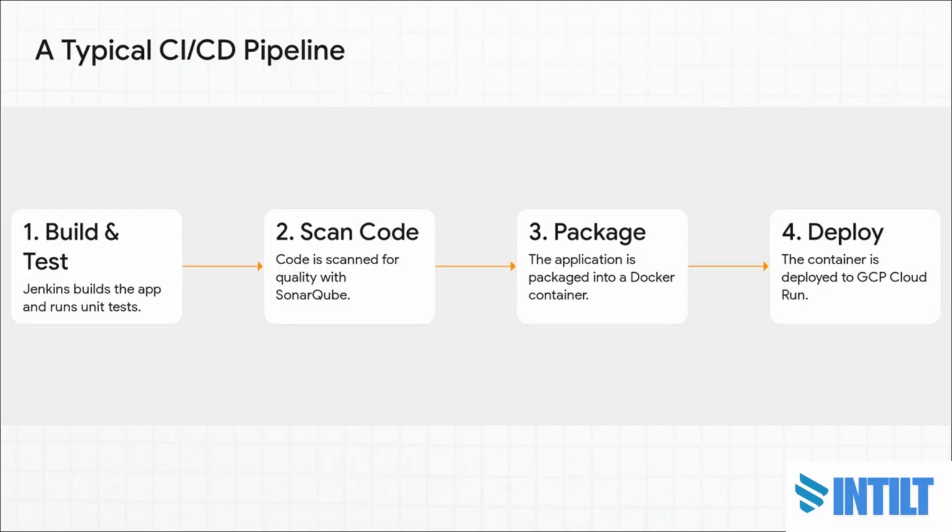First, a tool like Jenkins builds and tests everything. Then SonarQube scans it for any quality issues or bugs. After that, Docker wraps it all up in a neat little package called a container. And finally, it gets shipped off and deployed to the cloud. Every single step is automated to make releases faster and safer.